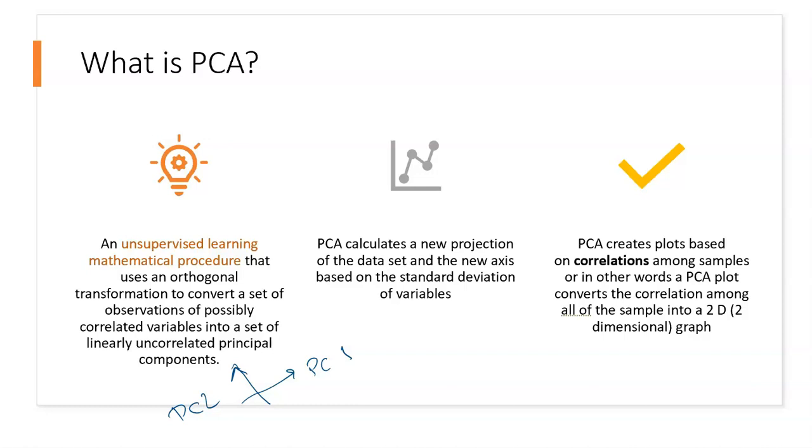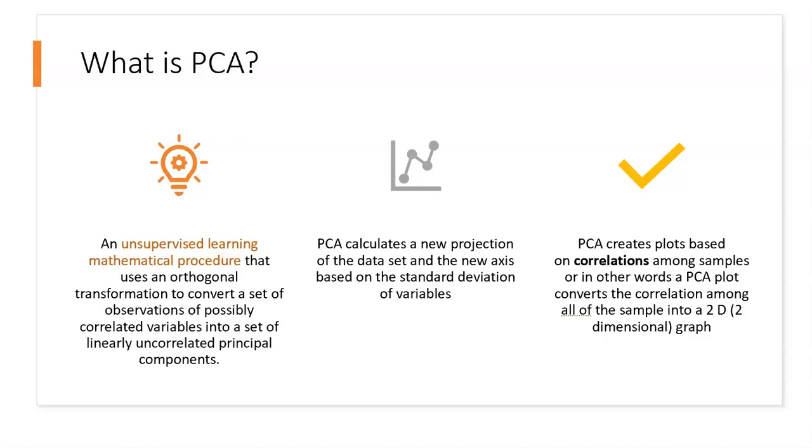You can't explain all the variance contributed by all those 10 variables if there are 10 variables in your data, but you can capture and explain most of the variance through these two components. PCA calculates a new projection of the dataset and the new axis based on standard deviation of variables. So basically, how it does is it converts multidimensional or three-dimensional data set into two dimensions, and those two dimensions are basically called PC1 and PC2.